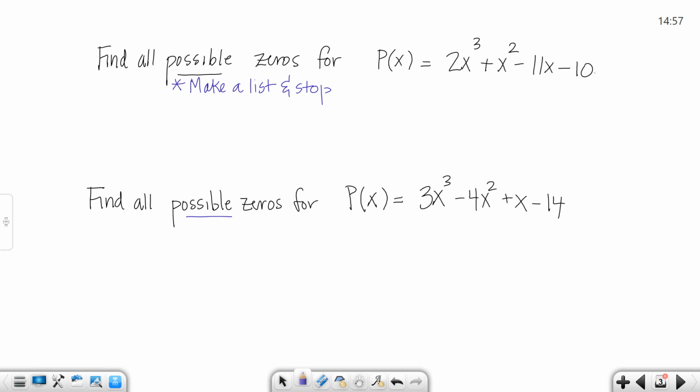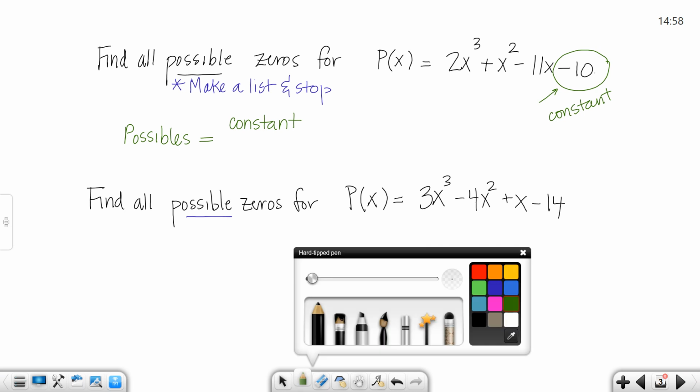That's it. So again, possible, you think of like candidates for an election. That may not be who wins the election, that's just who qualifies. And that's what I want you to do here. Just give me a list of qualified applicants. On the previous slide, remember it told you that your possible zeros could be found by taking your factors of your constant. The constant is this number right here. And putting that over the factors of the leading coefficient.